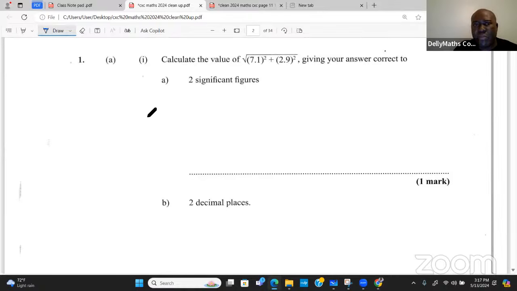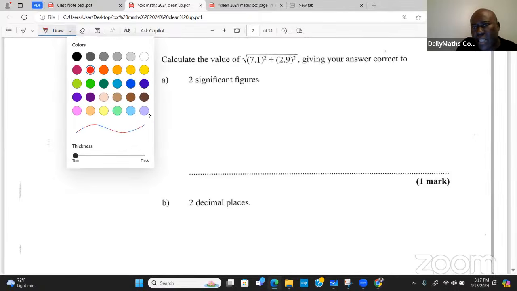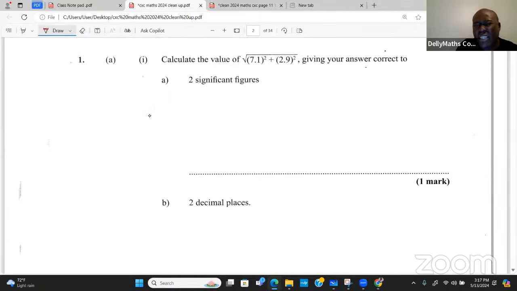The square root of 7.1 squared plus 2.9 squared. And then the special instruction is that we are supposed to give our answer correct to two significant figures. What we want to do here is just to work this out quickly. So 7.1 squared, we want to use our calculators. That's about 50.4.